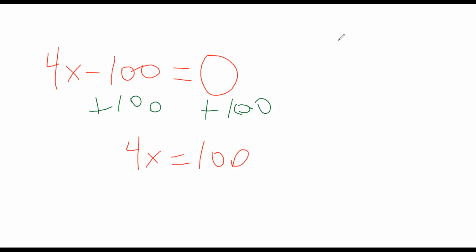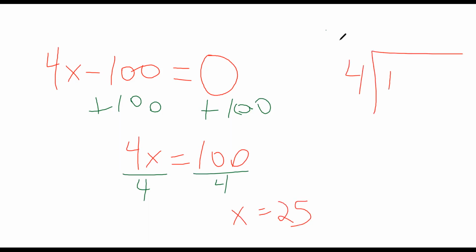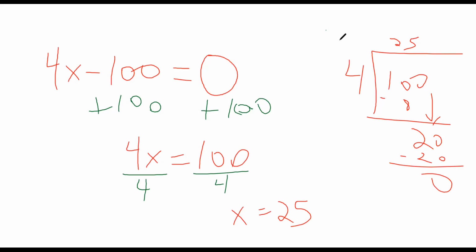Now we can either divide both sides by 4, or you can say multiply both sides by 1 over 4, whatever you're comfortable with. And maybe you can see it, maybe you can't, but 100 divided by 4 is going to be 25. Unsure? Do some long division. 4 won't go into 1, it'll go into 10 twice. Bring down the 0, 4 goes into 20 five times. In fact, it does so very cleanly with 0 remaining. So yeah, x equals 25 works.